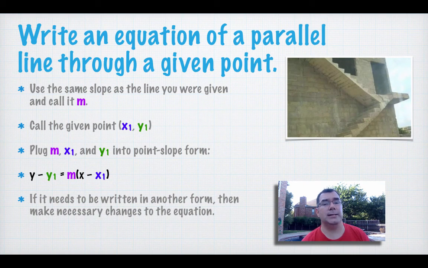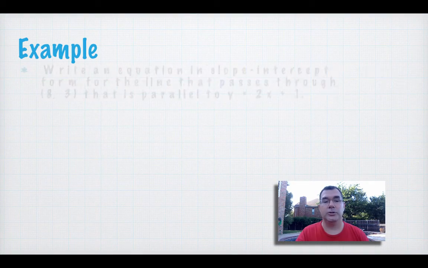If it needs to be written in some other form, then I'm going to make any changes that I need to make. Use the distributive property to get rid of parentheses, for example, add or subtract things from both sides, multiply, divide both sides by something, whatever I need to do to get from one form of a linear equation to another. So here's an example.